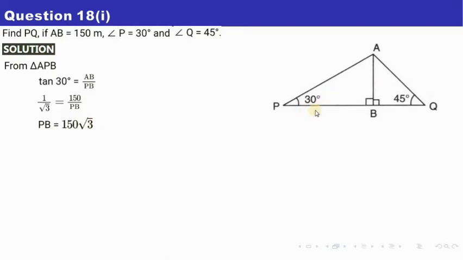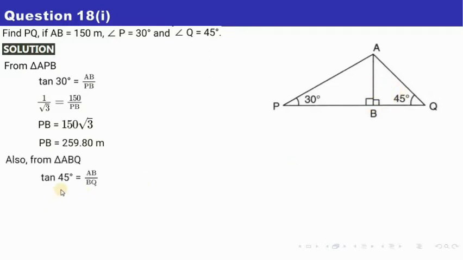So from here PB turns out to be 150 root 3. So we found PB. You can convert this into decimal. This turns out to be 259.80 meter.